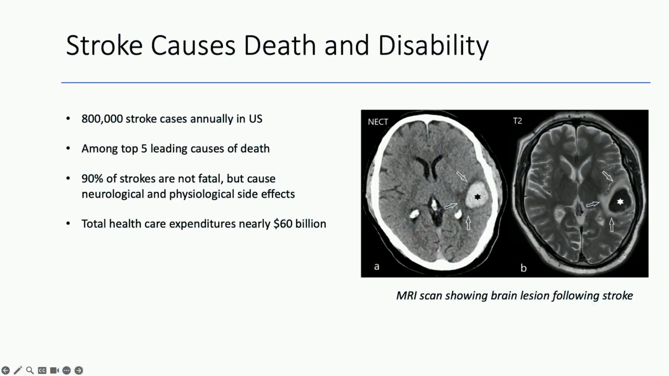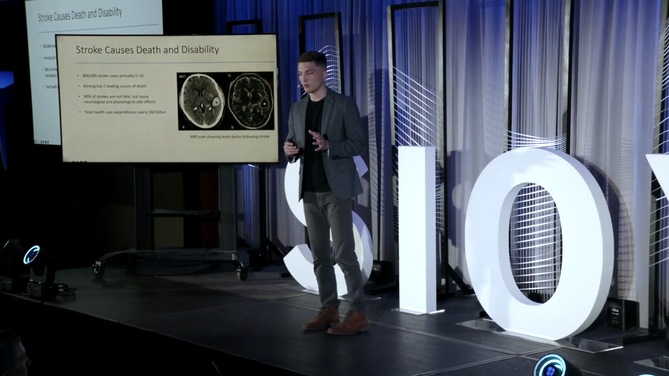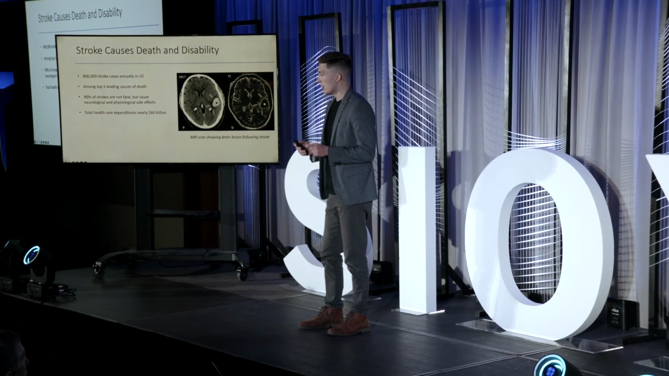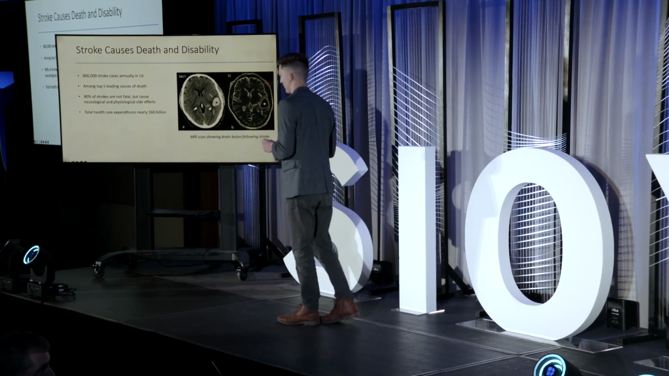This is because strokes cause an area of brain damage called a lesion, which is visible in MRI scans like this one. One stroke symptom I will mention is called stroke-induced cardiomyopathy. This is when a stroke interferes with areas of the brain responsible for cardiac function, resulting in complications and even heart failure. Early identification of stroke side effects is critical in treating and saving lives.